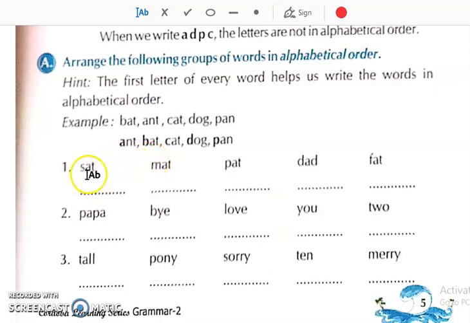See this one. Sat, mat, pat, dad and fat. Now हमको क्या करना है? हमको first alphabet देखना है. A to Z में जब हम बोलेंगे A, B, C, D, तो इनमें से first देखो S, M, P, D and F. तो सबसे पहले क्या आएगा?